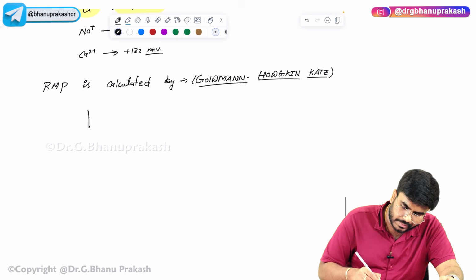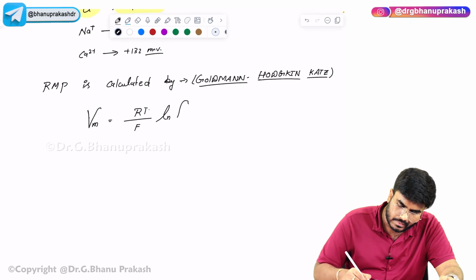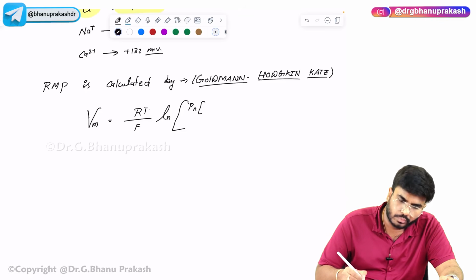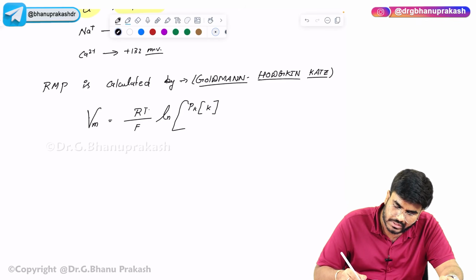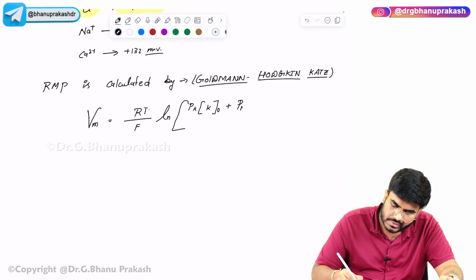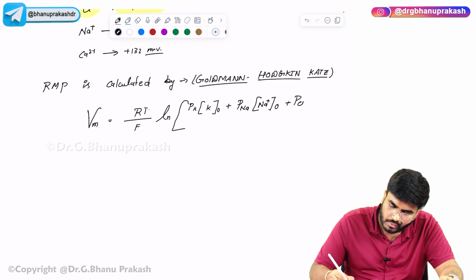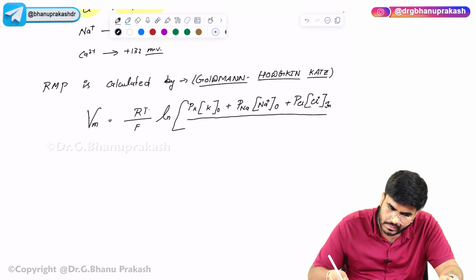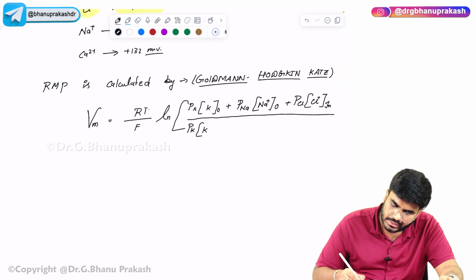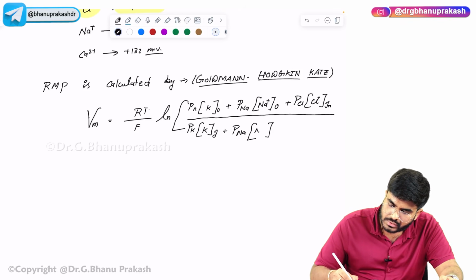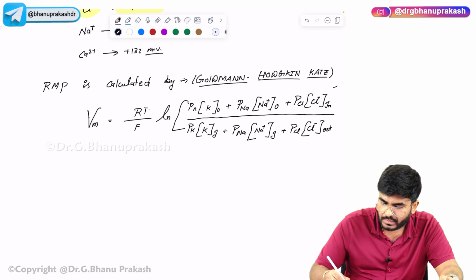So what is the formula? Vm is equal to RT by F, times the permeability of potassium into the potassium concentration outside the cell, plus permeability of sodium into the concentration of sodium outside the cell, plus permeability of chloride into chloride concentration inside the cell, divided by permeability of potassium into concentration of potassium inside the cell, plus permeability of sodium into concentration of sodium inside the cell, plus permeability of chloride into chloride concentration outside the cell.